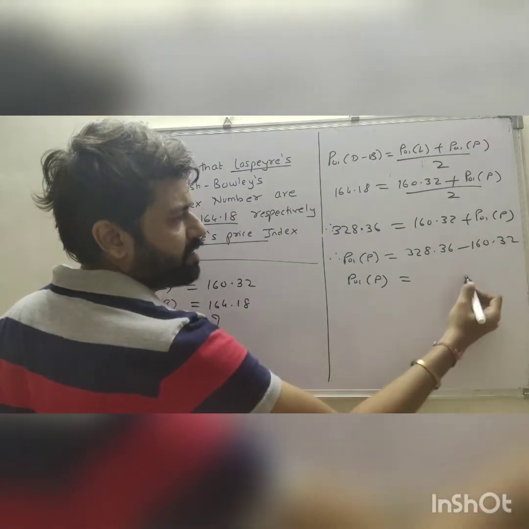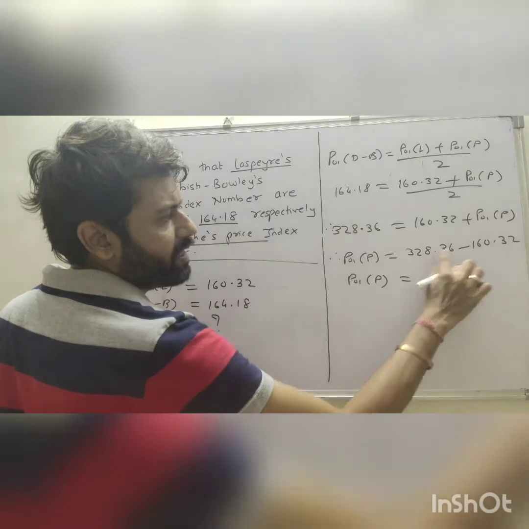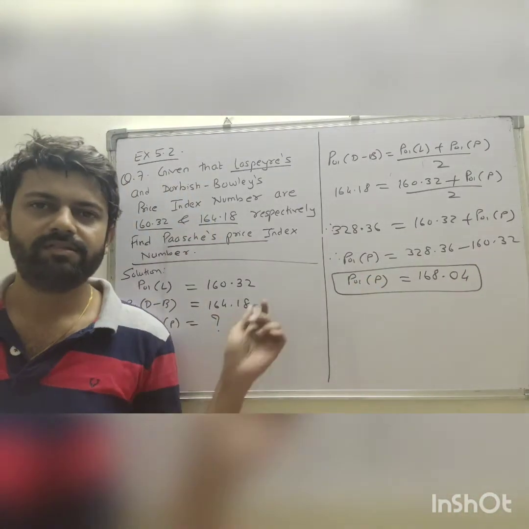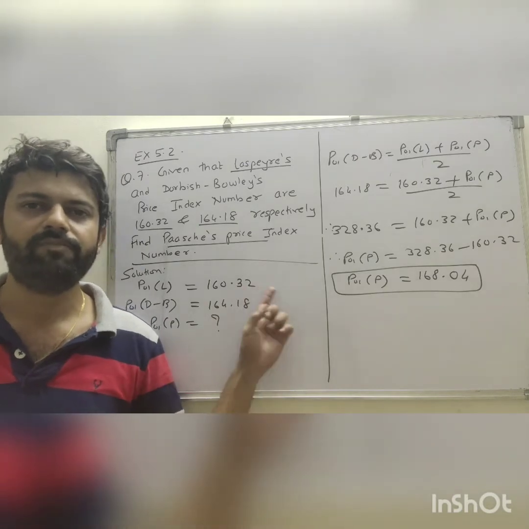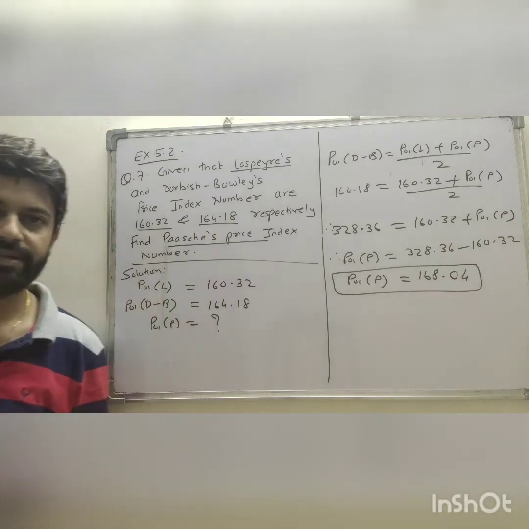On subtracting, 6 minus 2 is 4, 3 minus 3 is 0, 8 minus 0 is 8, 32 minus 16 is 16, we get the answer 168.04. This is a simple 1 or 2 marks sum where you can easily score. Check question number 7.